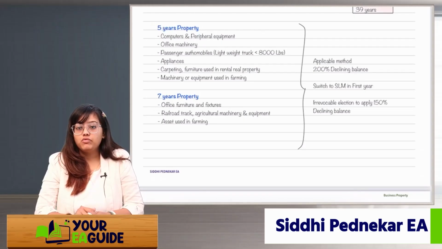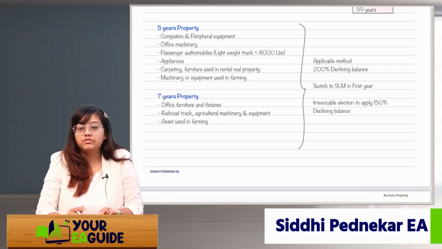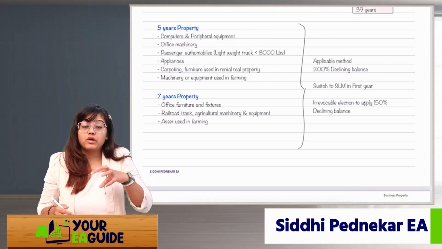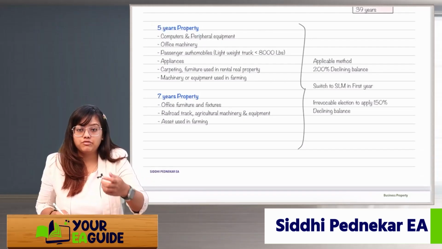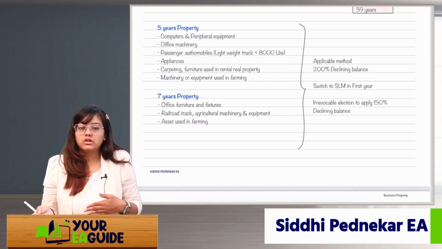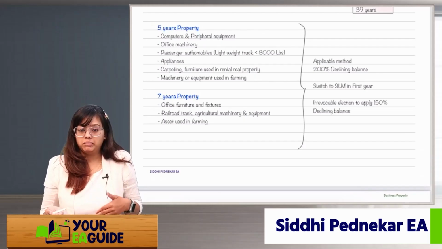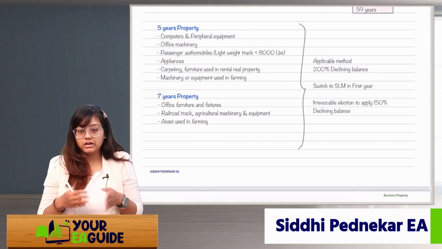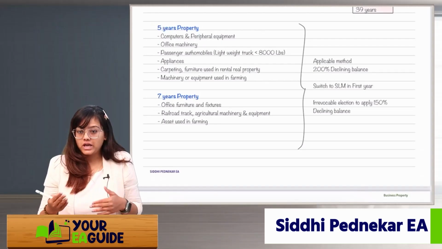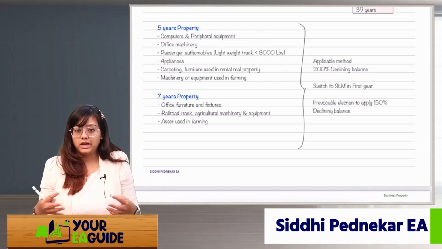Second, if you want to switch to SLM, you can convert to the SLM method in the first year. And there is an irrevocable election to apply 150%. Irrevocable means you cannot then change from 150% to SLM. If you have applied the 200% declining method, you can change it to SLM later on. But if you have taken the 150% declining balance method, you cannot shift to SLM. That's why it's an irrevocable election.